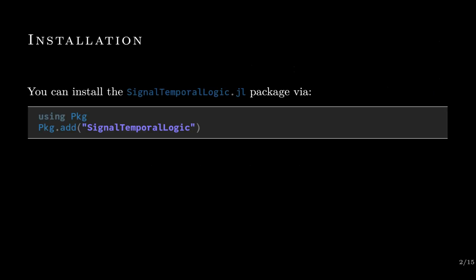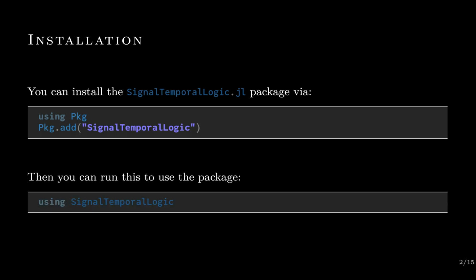So first things first is how to install the package. If you open up a Julia terminal, you can install the package via Pkg.add, the SignalTemporalLogic package. And then to use it, you can just say using SignalTemporalLogic. For the project assignments, we do this for you so you have access to the code already.